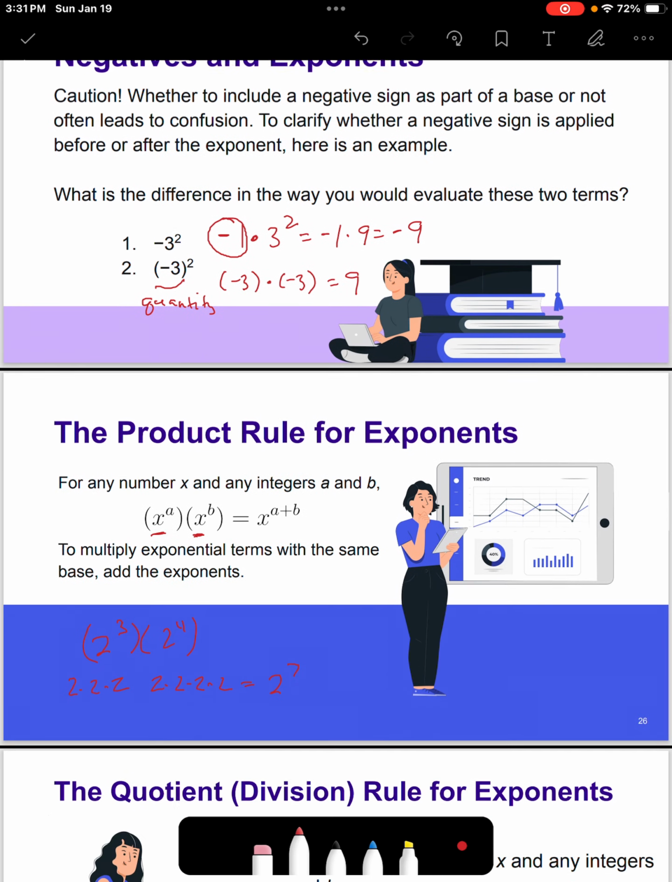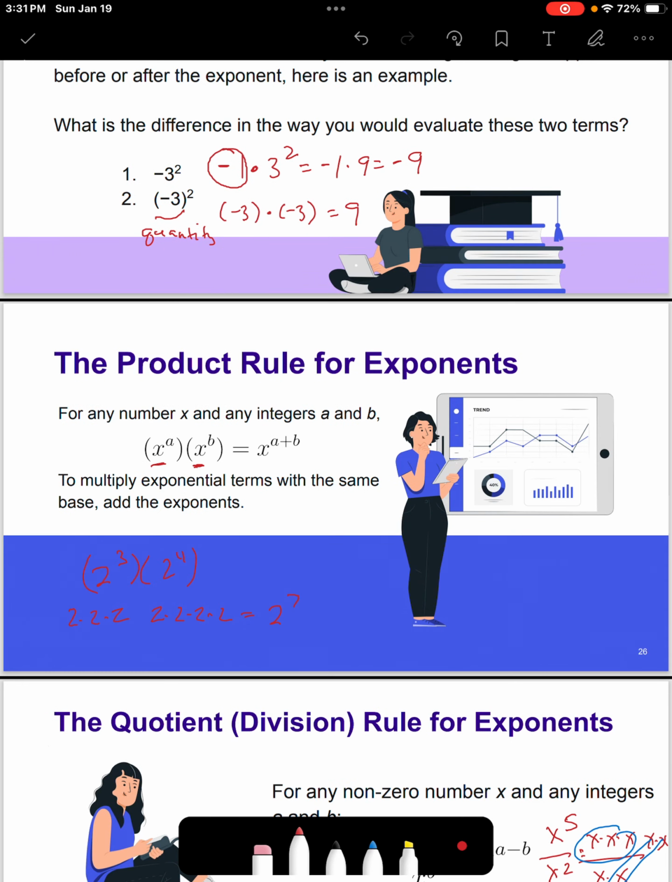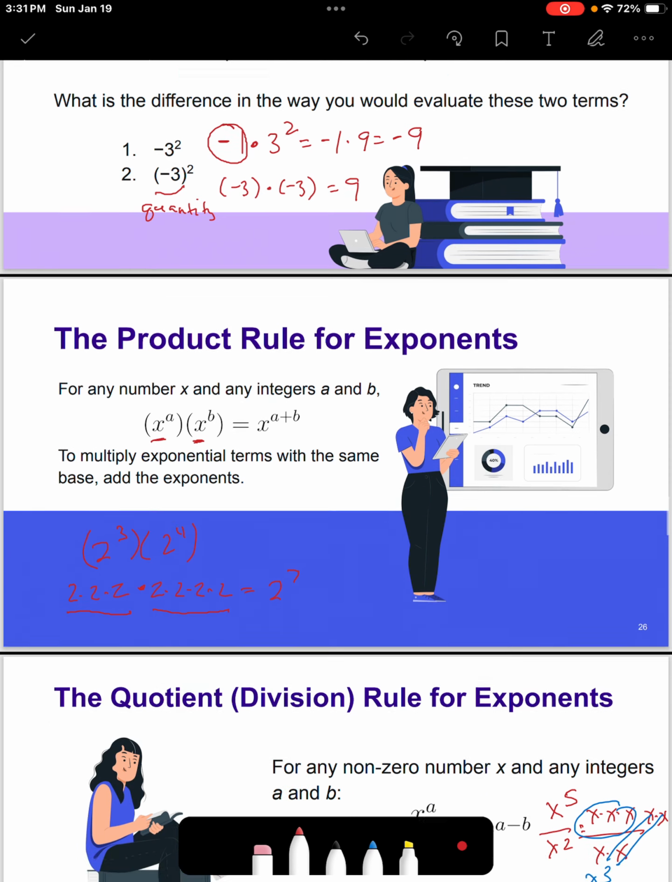The product rule: when the bases are the same, you add the exponents. Here's an example: 2 to the third times 2 to the fourth. Remember, 2 to the third is the same as 2 times 2 times 2, and 2 to the fourth is the same as 2 times 2 times 2 times 2. So that would be 7 2's multiplied together. So it's 2 to the 7th.